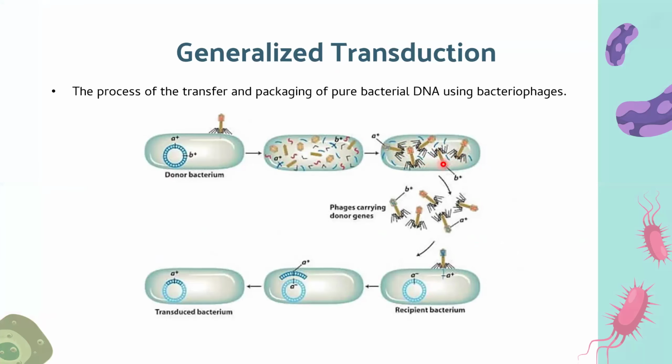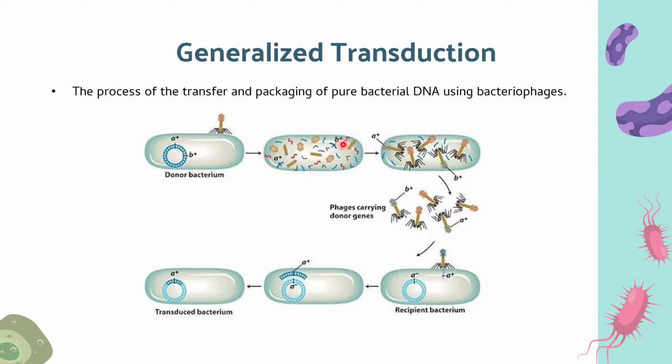The first type of transduction is called generalized transduction. Generalized transduction is typically lytic. It destroys the host cells with the release of new bacteriophages. But the main thing that I really want you guys to focus on for generalized transduction is the fact that it has packaging of pure bacterial DNA. Now, what do I mean by that? This bacteriophage comes and infects this donor bacterium. We can see that this donor bacterium has A positive and B positive chromosomes or genes.